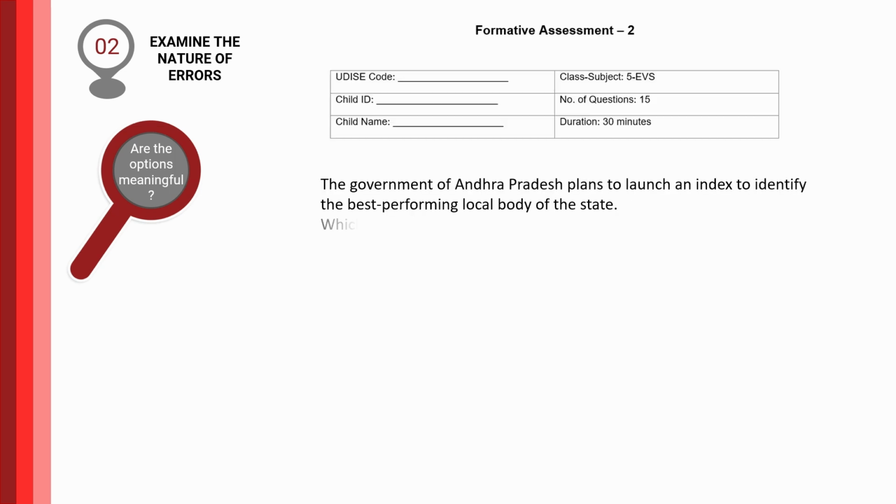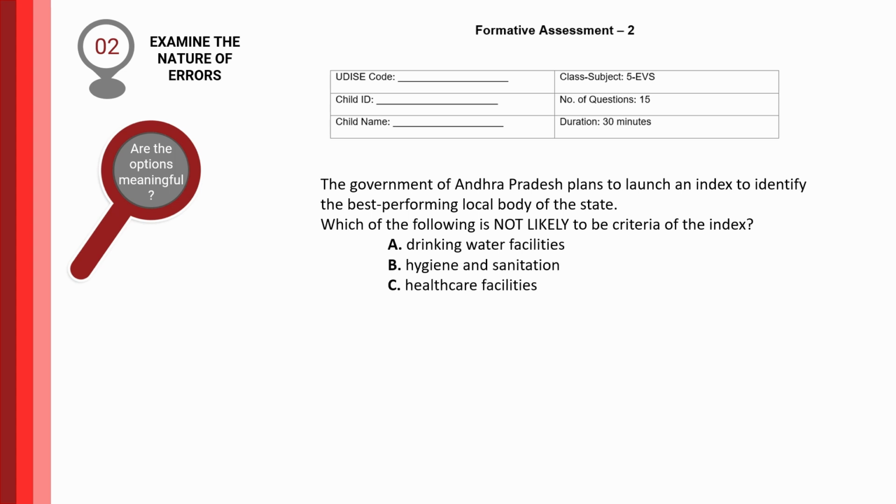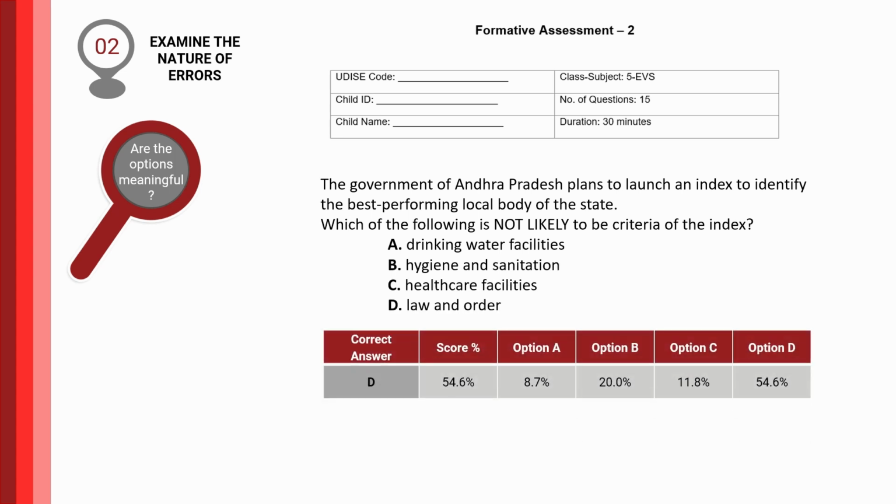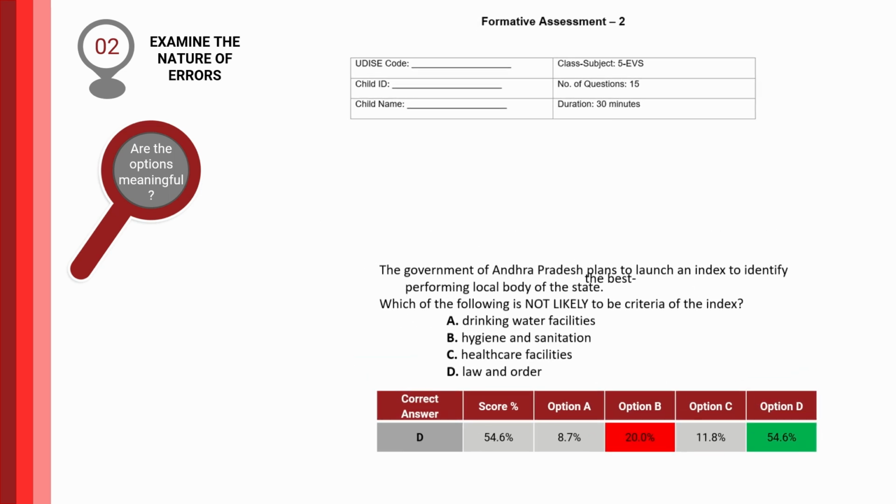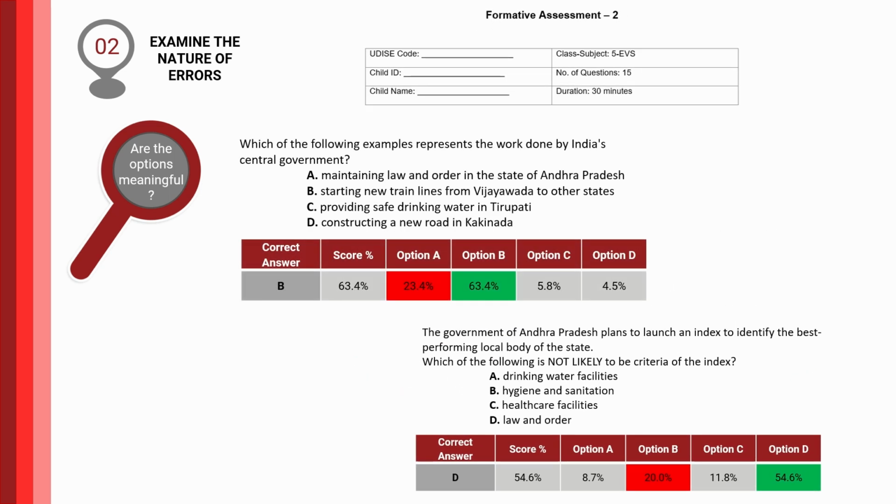Similarly, in question 12, 20% chose law and order as a criterion for judging the best performing local body. Again, this is not a local body matter. Both these questions are therefore areas where a clear misconception lies. Different questions can reveal different misconceptions on different topics, and each one can be discussed and remediated separately.